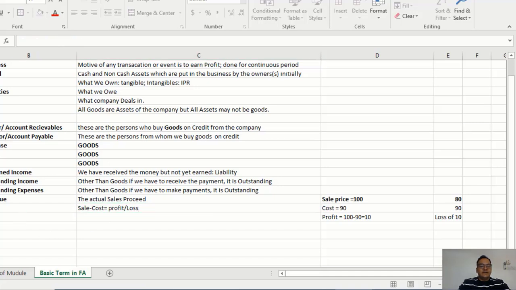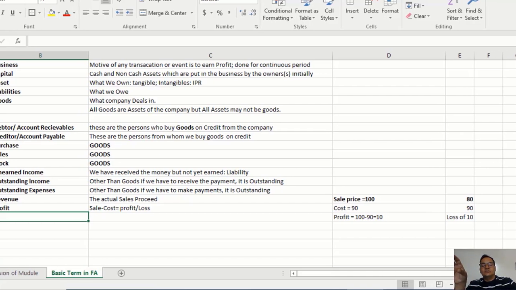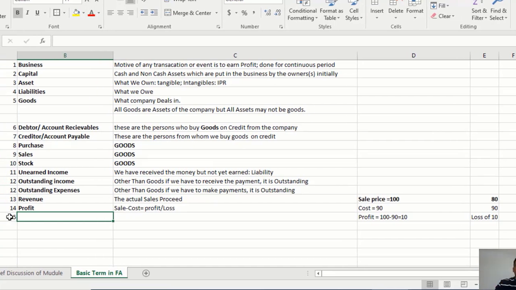So in general, if revenue is more than cost, you have profit. If revenue is less than cost, you have loss. If revenue is equal to cost, no profit, no loss. That is called break even point. I hope till this point everything is going good. So let's understand a few more terms. Expense.